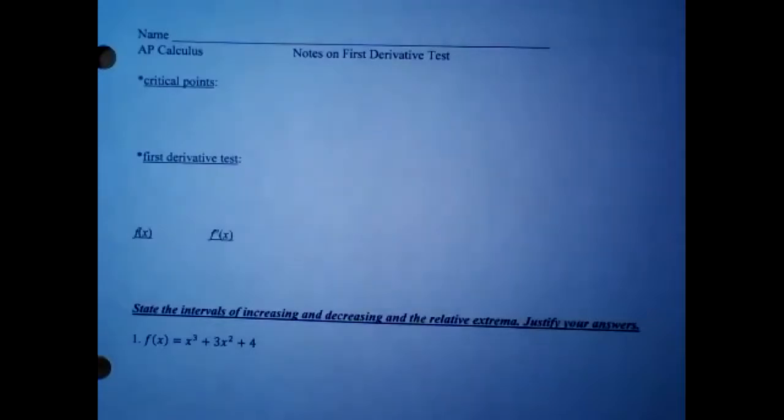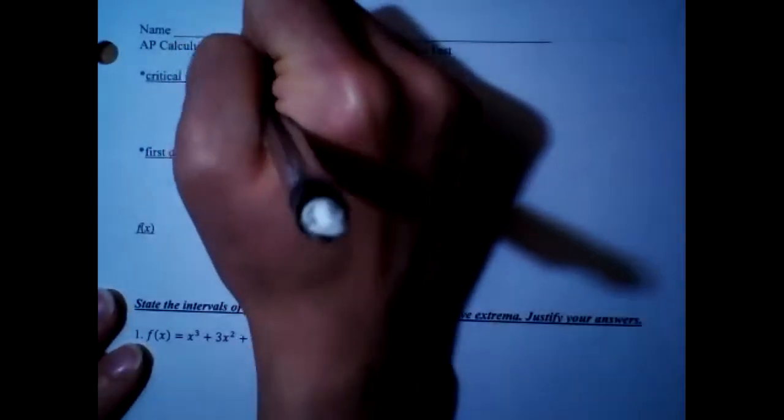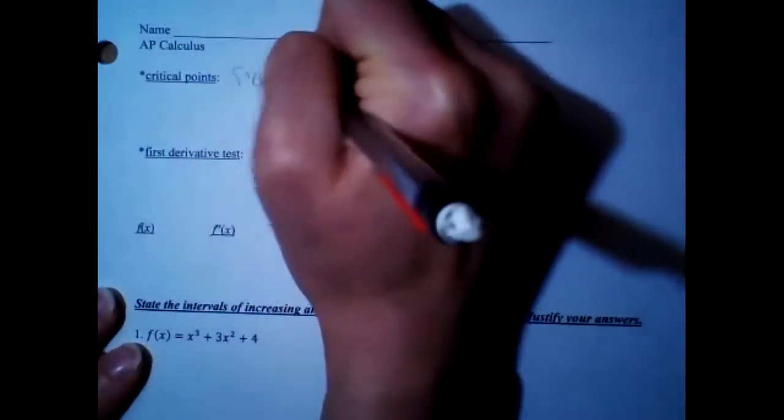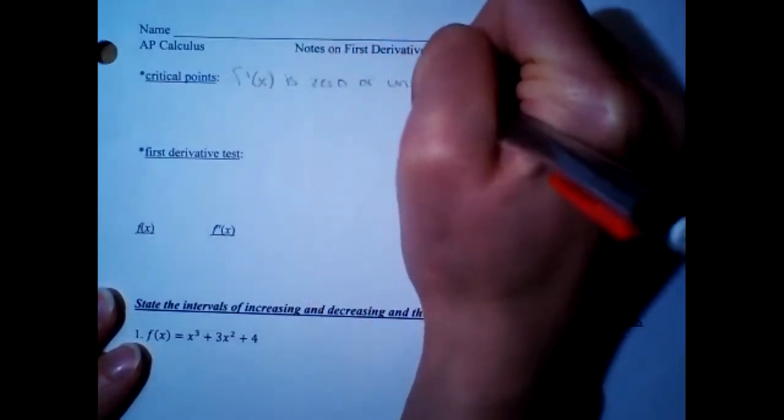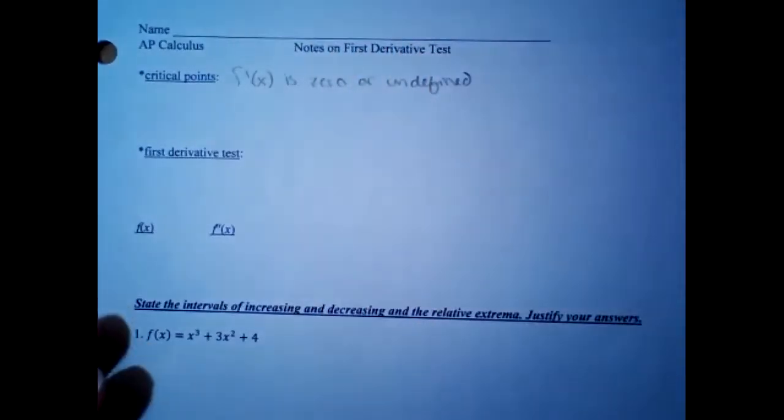So first, we've talked about critical points before when we were graphing derivatives, but we're just going to write this definition out again here. It is where the derivative is 0 or undefined. So 0 numerator or a 0 denominator. And we looked at this when we were graphing derivatives.